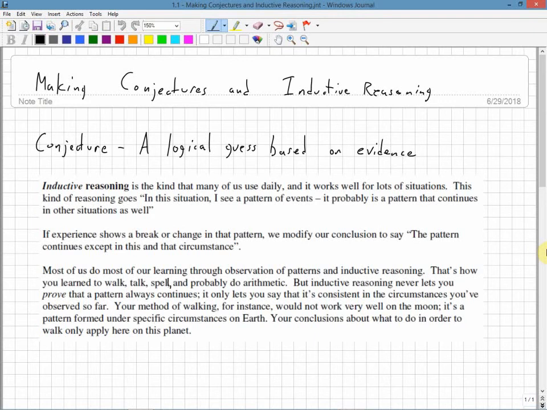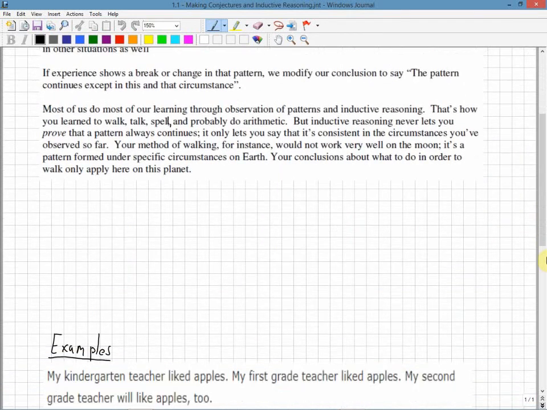Your method of walking, for instance, would not work very well on the moon. It's a pattern formed under specific circumstances on Earth. Your conclusions about what to do in order to walk only apply here on this planet. So you'd have to relearn how to walk on the moon, ride a bike on the moon, all those kinds of things. Let's look at a couple of examples.